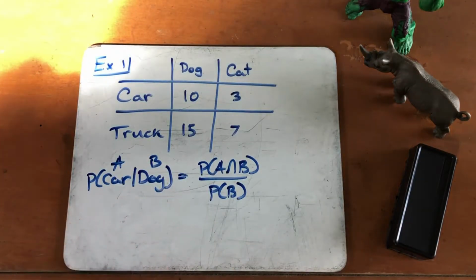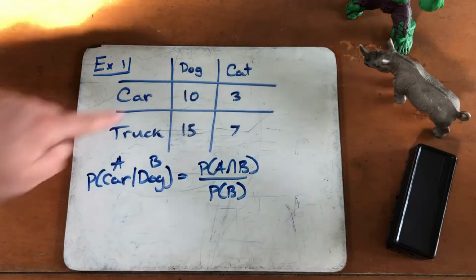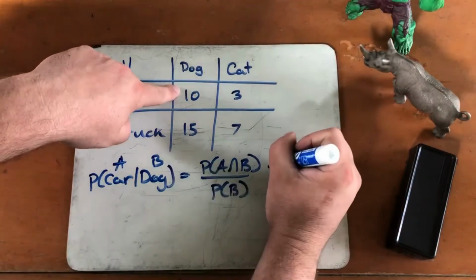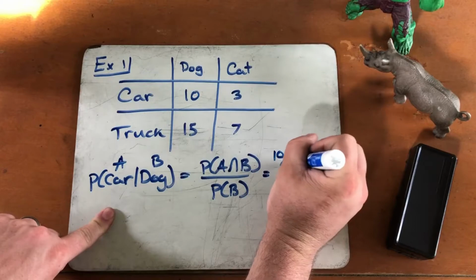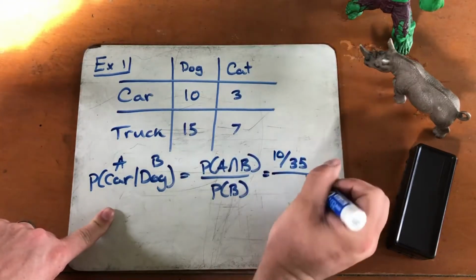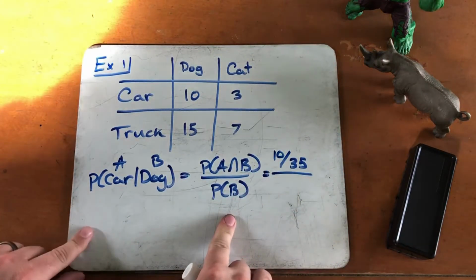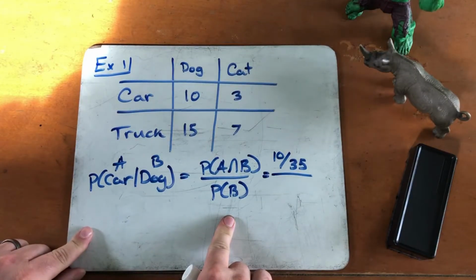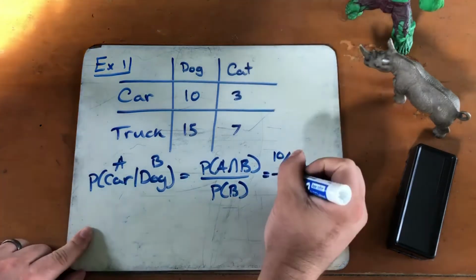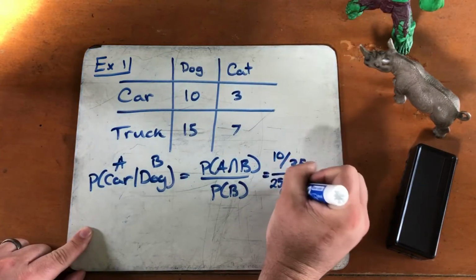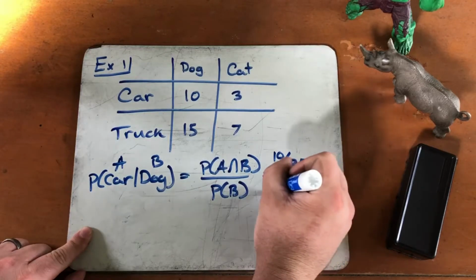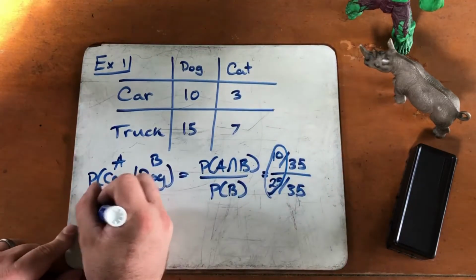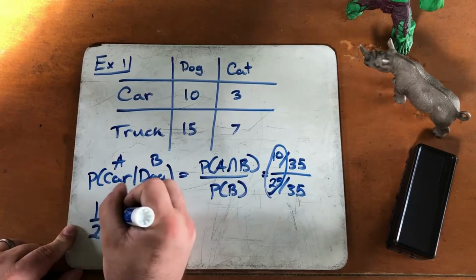The probability that someone owns a car and a dog is 10 out of 35. 10 out of 35 divided by just the probability that someone owns a dog, which is 25 out of 35. When I simplify this, I get 10 over 25.